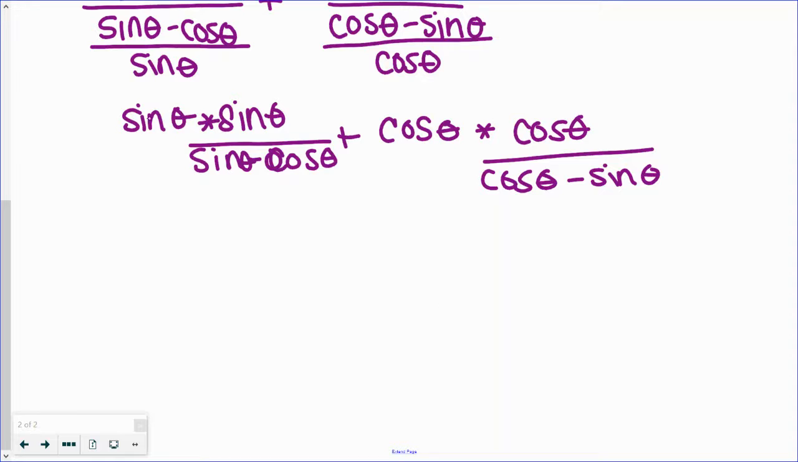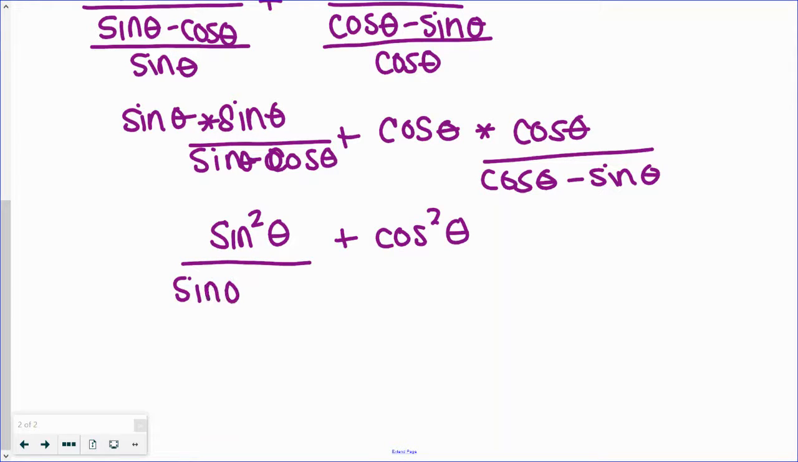So now when I multiply, I have sine times sine, which is sine squared. Cosine times cosine, which is cosine squared. And then our new denominators are sine theta minus cosine theta and cosine.